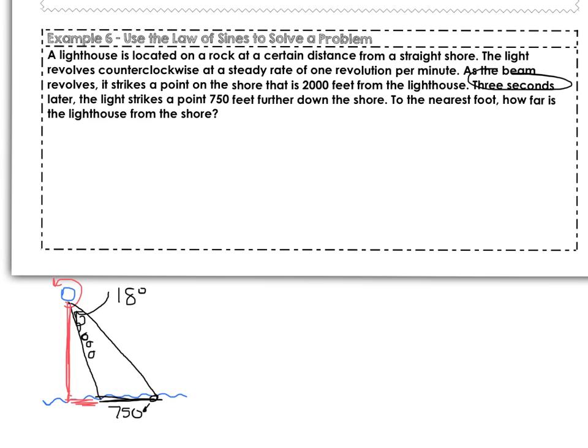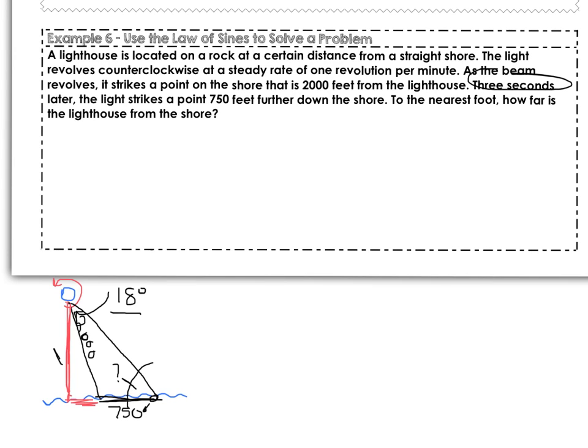So currently this is what we have, okay? And this is what we need to find. Well, the first piece of information that we could find is this angle right here, okay? What is this angle? Well, using the information, I have angle 18 and its side is 750, and this angle has a side of 2,000.